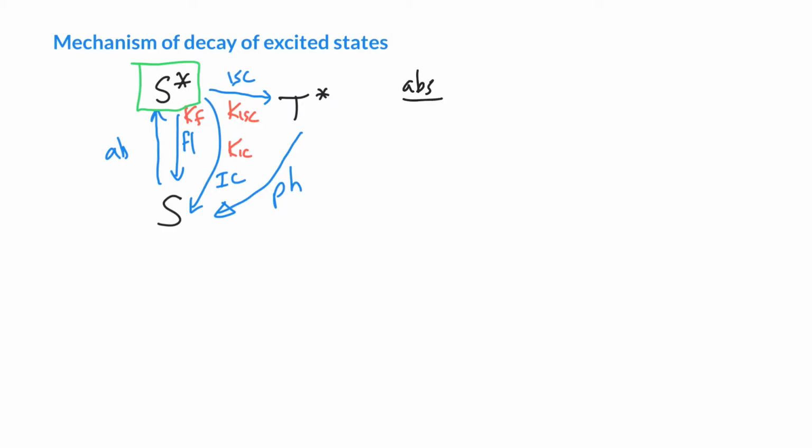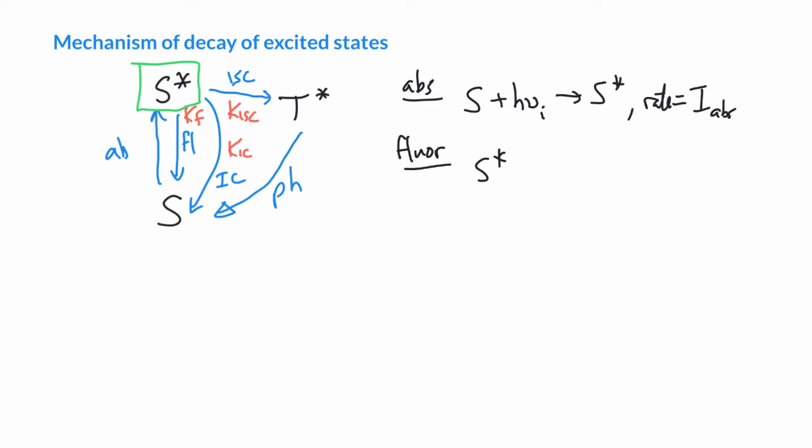So if we're just looking at S star, then there's only one possibility to make it, and that is absorption of light. We're taking S, and a photon that is incident upon it turns it into that S star excited state. And we're going to say the rate of that is directly equal to the rate of absorption, the intensity of the absorbed light. Then we've got fluorescence, which acts as a way to deplete S star. S star reconverts back into S, giving off that fluorescence photon, and it has a rate equal to the rate constant Kf times the concentration of S star.